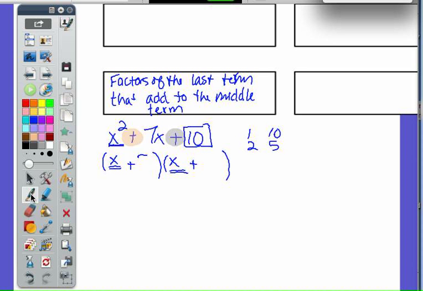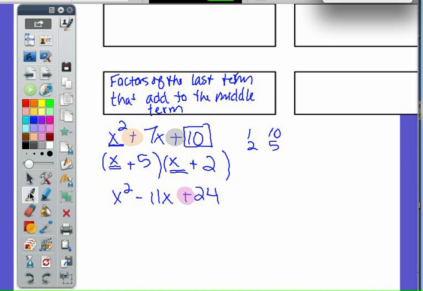5 and 2. So I'm going to put 5 and 2 here. So that's one way that you can find the factors of 10 that add up to 7. If I give you another equation, x squared minus 11x plus 24, the very first thing I notice is that my last operation is plus. Because my last operation is plus, I have to follow all those rules.